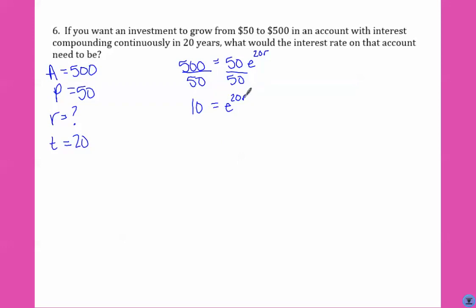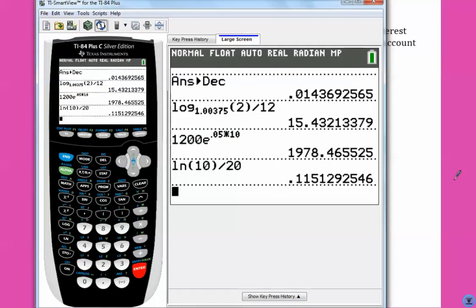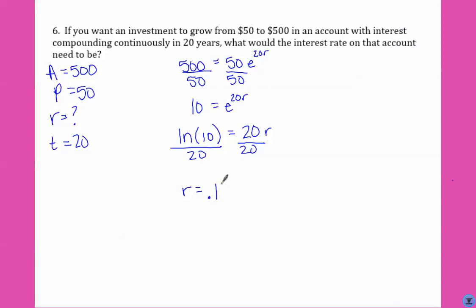This time, because the r is in the exponent, we can't use roots. We have to rewrite it using natural log. So the natural log of 10 will equal 20r. So divide by 20, divide by 20. r equals the natural log of 10 divided by 20, 0.1151, which means we need an 11.51% interest rate.